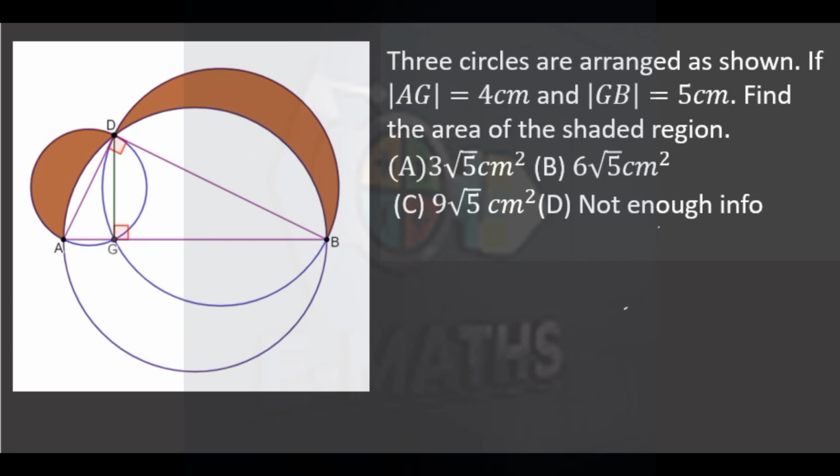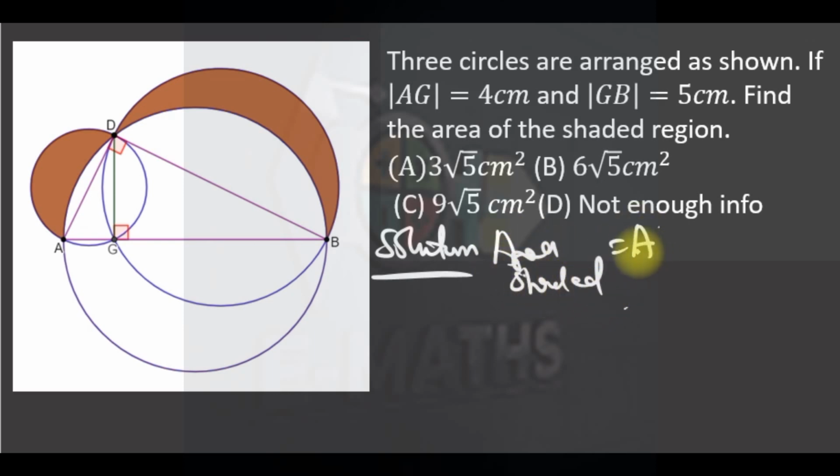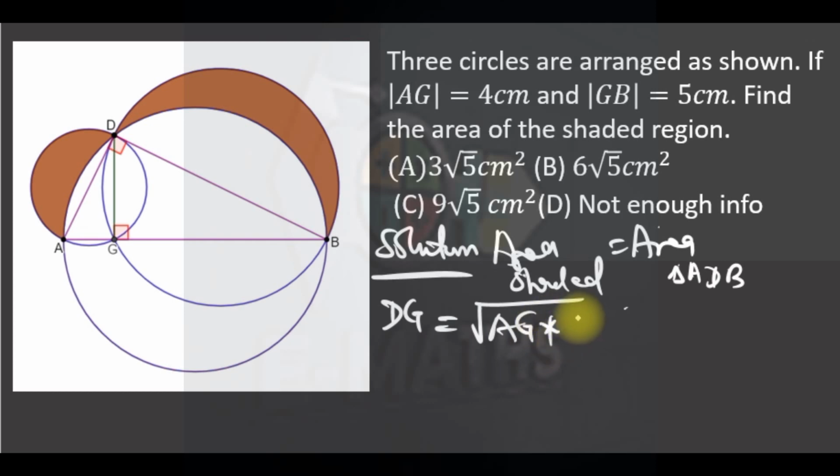Yes. So the first thing I will do is to show that the area of the shaded region is equal to the area of the triangle ADB. Yes, that's it. And also, by the geometric mean of a triangle, prove that DG is equal to the square root of AG times GB.